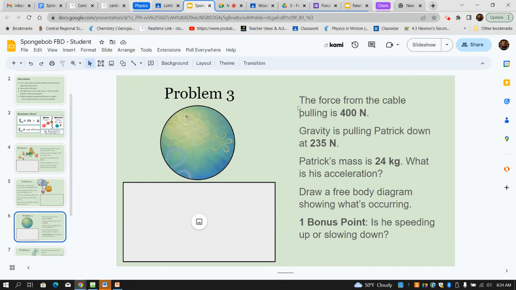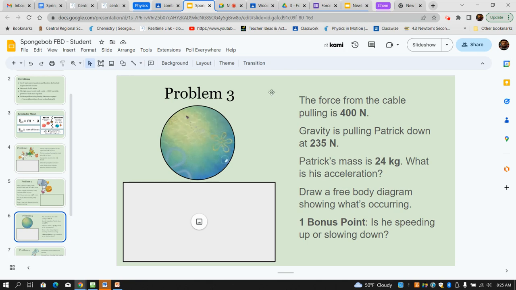All right, the pull force from the cable is pulling 400 newtons. Gravity is pulling Patrick down at 235. His mass is 24 kg. What is his acceleration? Okay, draw the free body diagram for what's occurring. All right, so right now, looks like Patrick is getting pulled straight up. So are there any forces that we see or are explained in the problem going in the left or right direction?